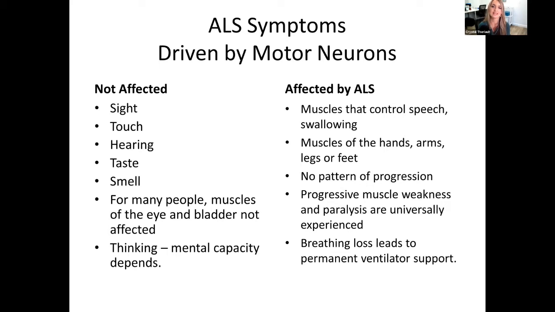What is affected by ALS? So imagine you're a 20, 30-year-old and suddenly you start losing control of your speech. So you might hear some ALS patients talking and they can't enunciate, or their speech is really soft-spoken, and eventually they need devices to help them speak. And muscles in their arms, hands, legs, feet, there's no specified pattern of progression that applies to every patient. Progressive muscle weakness and paralysis, though, are universally experienced. Breathing loss in the final stages leads to permanent ventilator support should the patient decide to use that. They won't be able to breathe on their own.